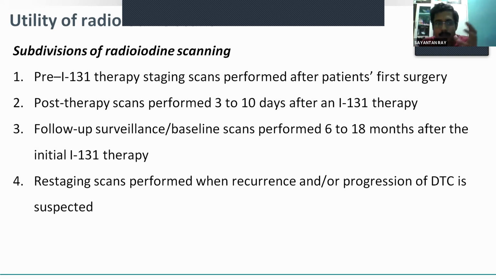Now, for number 1, that is pre-iodine therapy staging scans, the most controversy is there because one argument is that everything I need to know I could learn on the post-therapy scan. Another argument is that it may cause stunning. However, to avoid the stunning effect, we can use a lower prescribed activity of I-131, that is 1 to 3 millicurie.